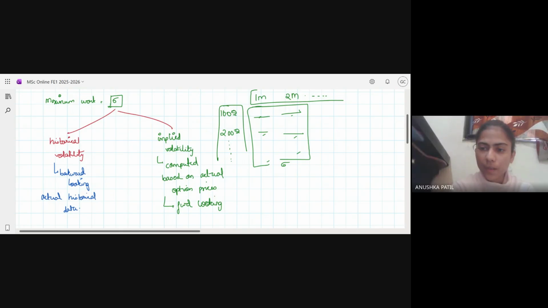Sir, in PTSA, we learned that in the weak form of market, you can't use the historical data to predict future prices. And here we are using that historical data to predict the volatility of the future prices. Means ultimately we are understanding what is the price of the option in future.